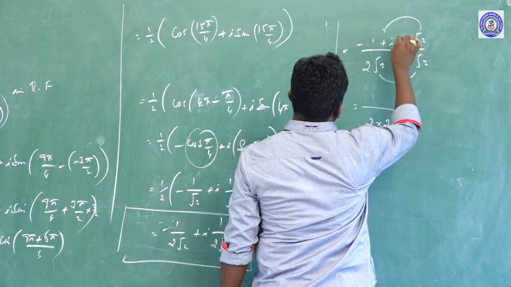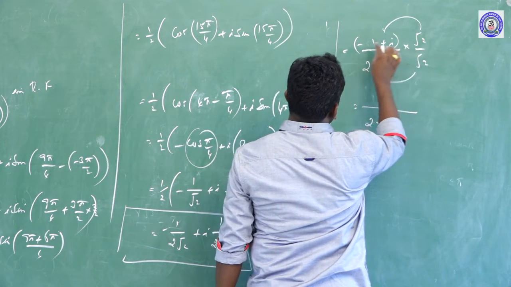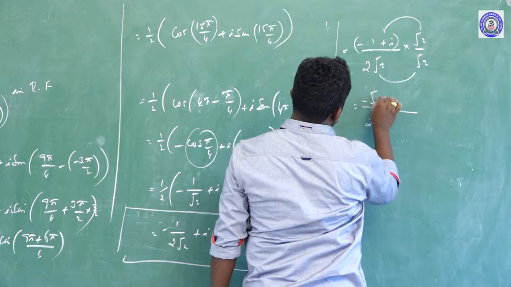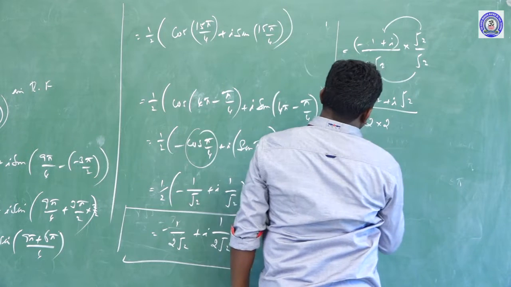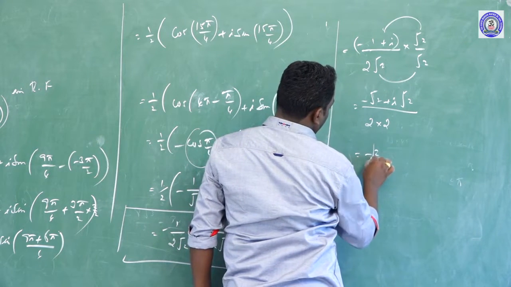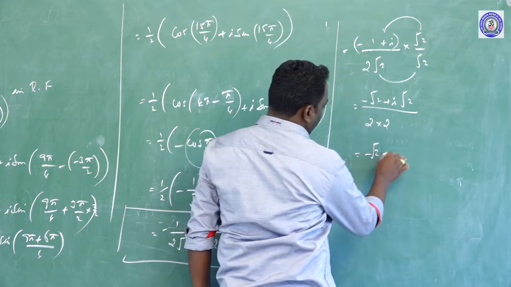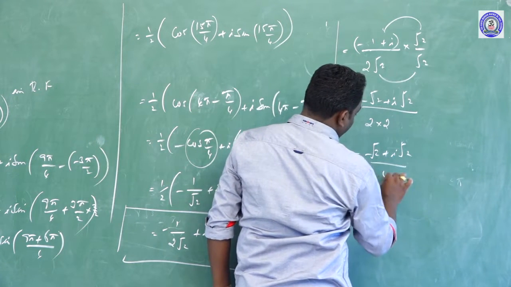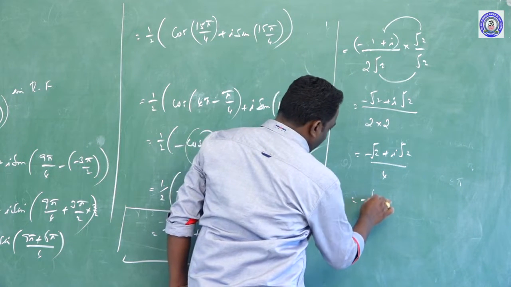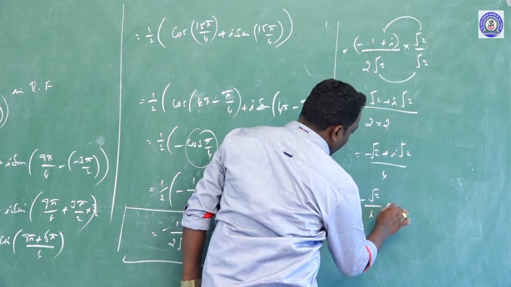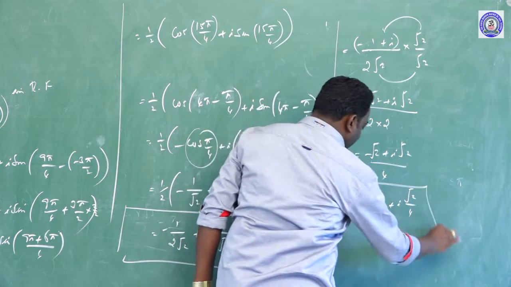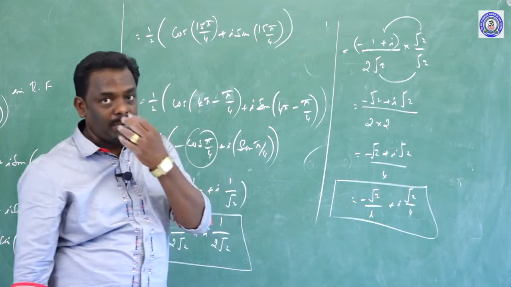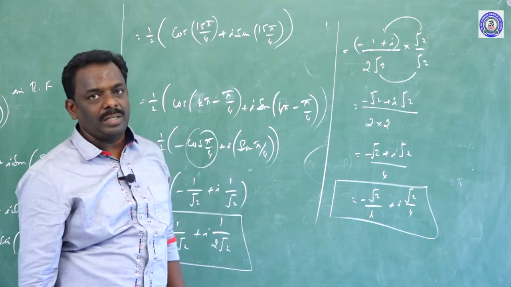Just multiply the complex number. √2 into minus 1 is minus √2, then plus i into √2, divided by 4. That is (−√2 + i√2)/4. Now separating the values: minus √2/4 plus i into √2/4. Therefore this is called the standard rectangular form of a complex number. It is called the standard form of a complex number.